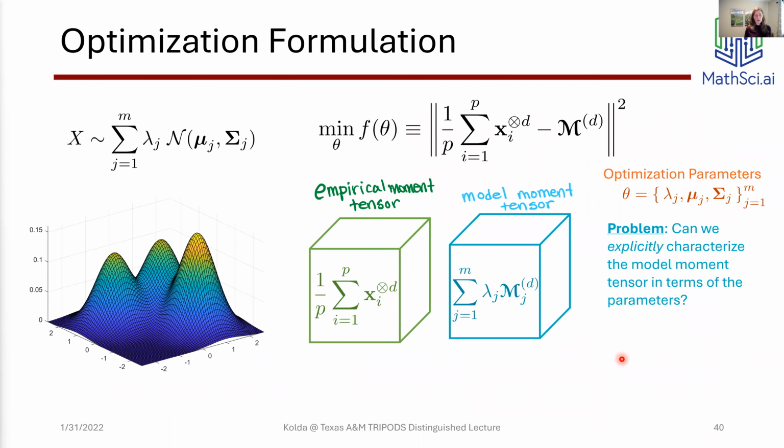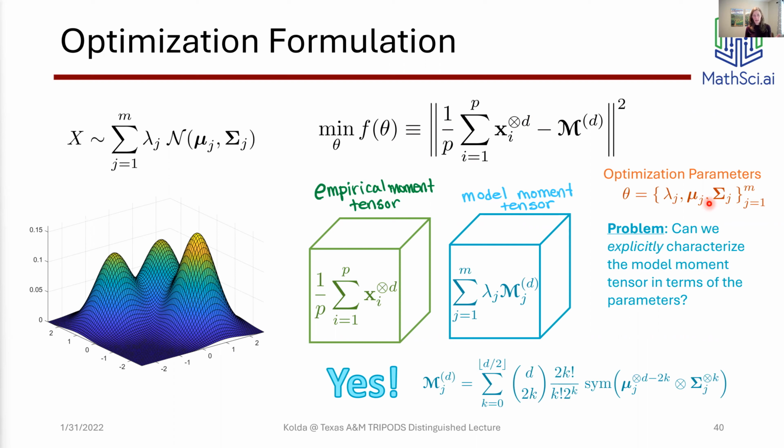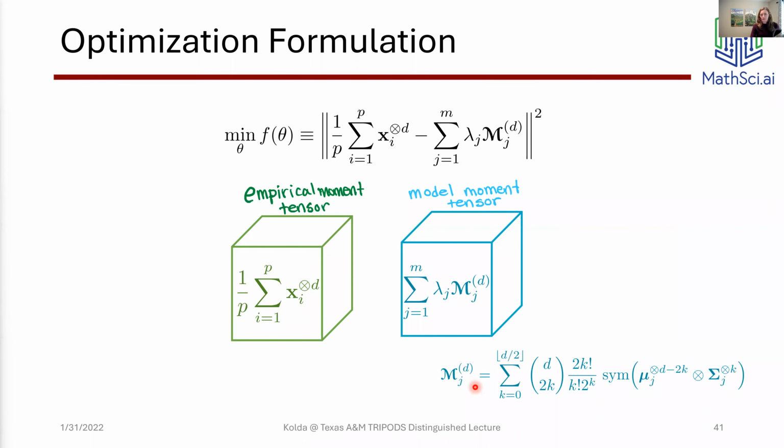So we asked this problem, can we calculate this moment tensor in terms of the optimization parameters? And the answer is yes, we can. We can formulate that in terms of the lambdas, mu's, and sigma j's, so just the lambda j's times the moment tensor for each Gaussian. All right, so now we'll go back to our optimization formulation. We have our empirical moment tensor and our exact model moment tensor in terms of the parameters. And what we want to do now is optimize with respect to all the parameters, the lambdas, the mu's, and the sigmas. So it can be an arbitrary full sigma covariance matrix.